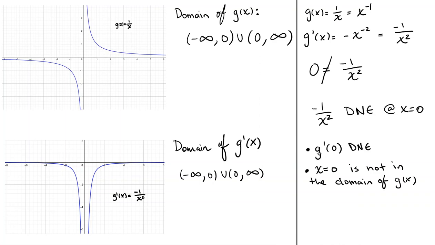So while we found that the derivative at 0 does not exist, we recall that x equals 0 is not in the domain of the original function g of x, so our conclusion would be that x equals 0 is not a critical point of g of x. And indeed, there are no other candidates for critical points, so for this function, there are no critical points.